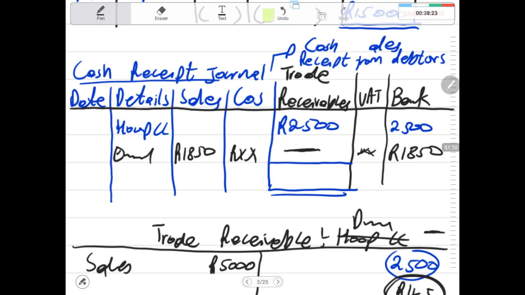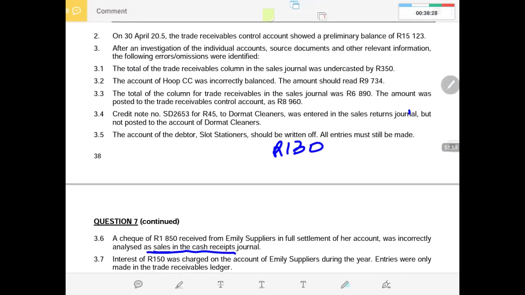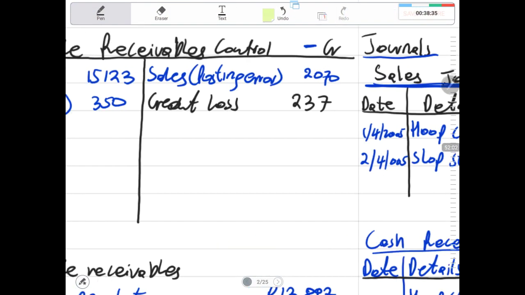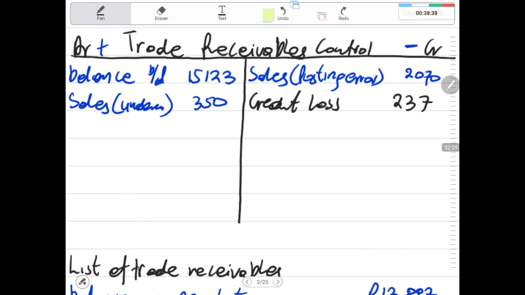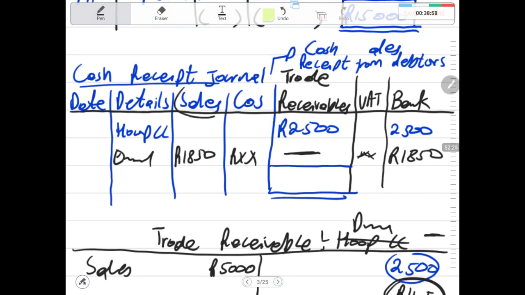I hope, guys, I'm making myself very clear when it comes to this explanation. Now we need to record this in both the trade receivables control and also the list of trade receivables that we have. Then let us start on the credit side. I've already shown you the amount that was to be recorded. So in this case it will be sales. Why do we say sales? Because this was treated as sales in the cash receipt journal, yet this was not sales, remember.